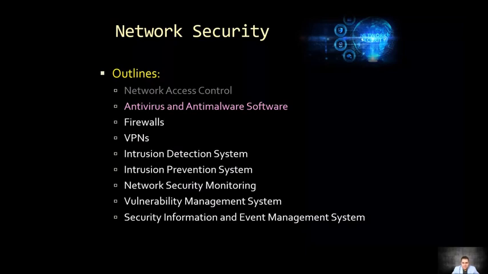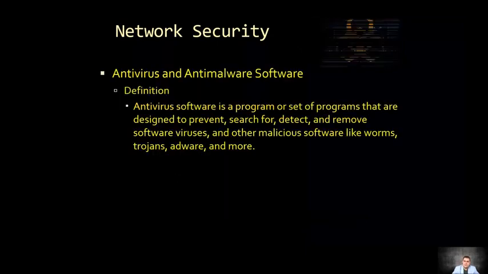Antivirus and anti-malware software have been around for a very long time, starting from very simple antivirus in the late 80s and early 90s. Let's go inside and see what the definition is. We define antivirus and anti-malware software as follows. Antivirus software is a program or a set of programs designed to prevent, search, detect, and remove software viruses and other malicious software like worms, trojans, adware, and more.